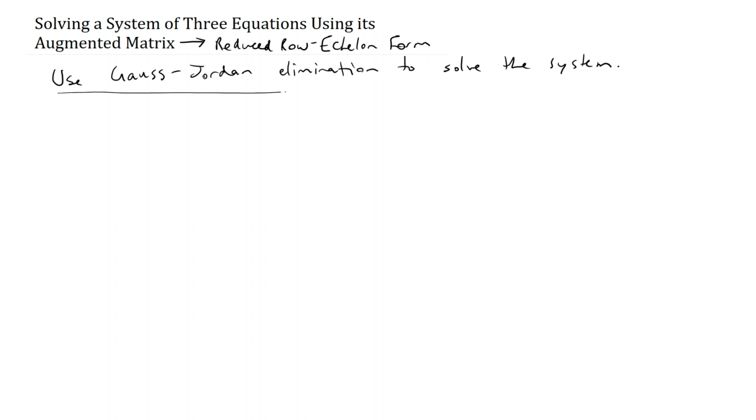So those will be our instructions. Now, Gauss-Jordan elimination is the method by which you get reduced row echelon form. Okay, so I'll point those things out as we work through the problem.